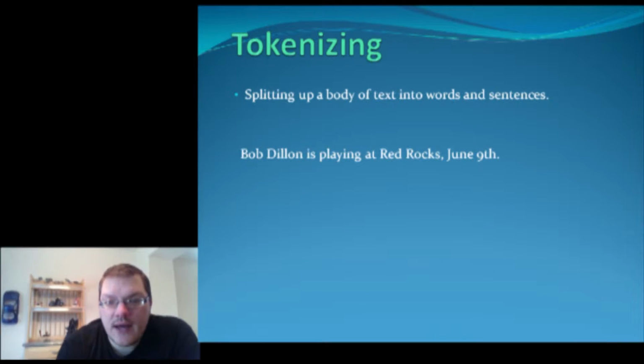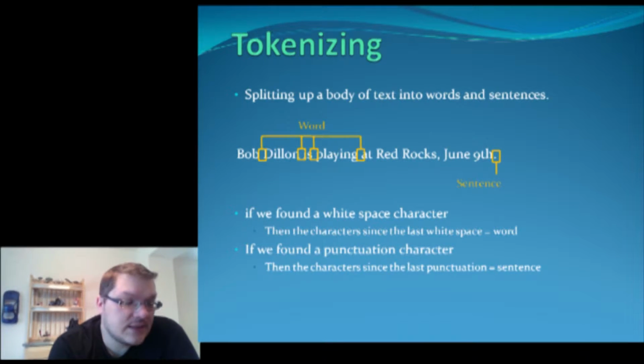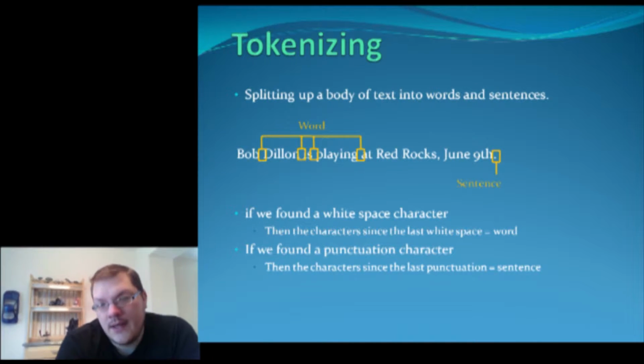So we can identify spaces, and for each character that leads up to a space, we can say the preceding characters since the last space we saw is a word. And then we parse that sentence in character by character until we get to the end, and we see a punctuation, whether it be an exclamation point, a question mark, or in this case a period. And we say everything we saw since the last punctuation is our sentence.